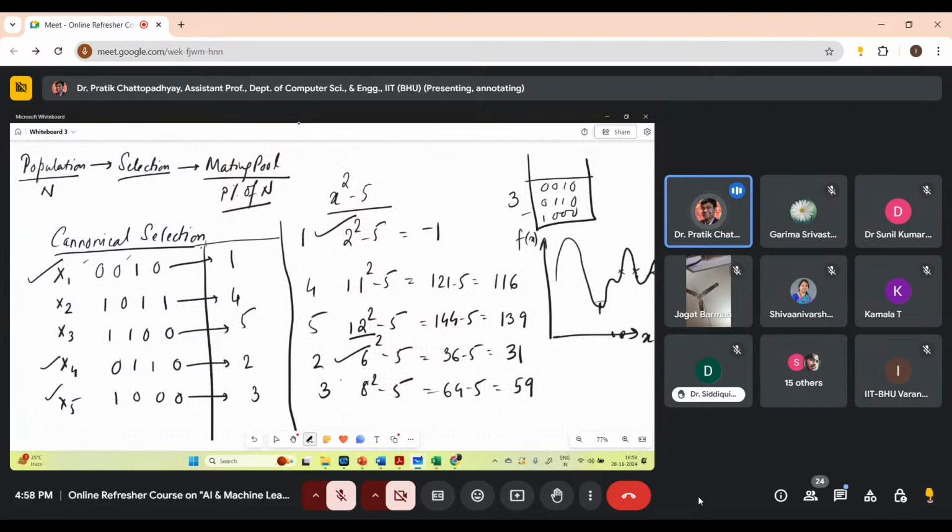I have generated solutions in this range. In this range, this is the optima. So I will get all solutions near this. I will not reach the global optima. That is one of the limitations of canonical selection. A better version of this is roulette wheel selection, a slightly better version of canonical selection, that we are going to discuss next, but I think we can take a short break, then come back again.